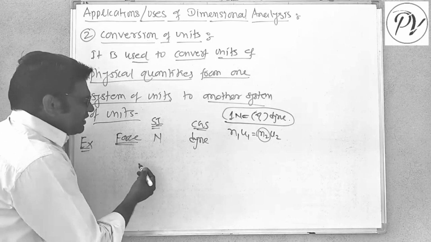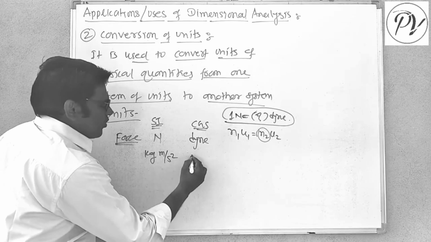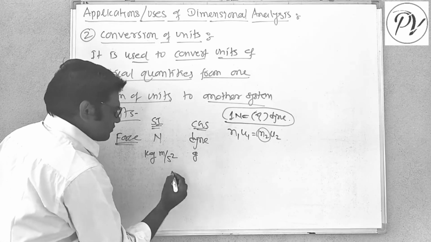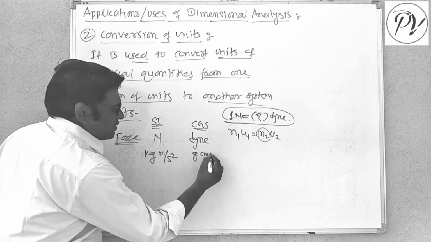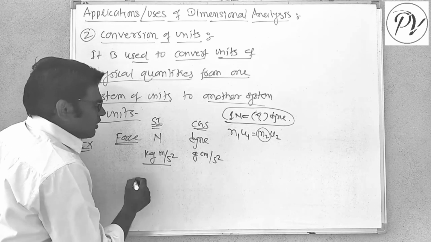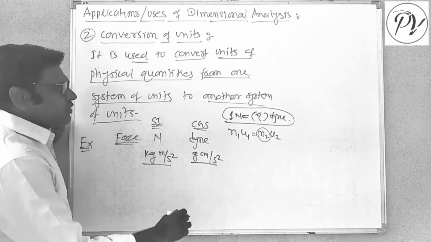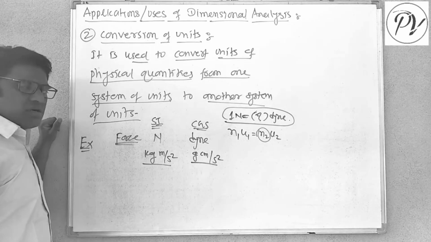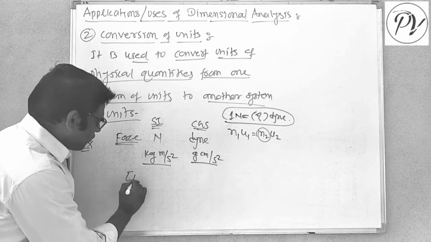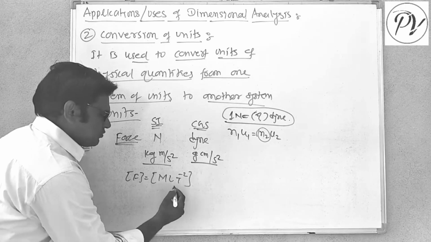Now look, Newton means kg meter per second square. In the CGS system, kg becomes gram, meter becomes centimeter, and second square stays. Okay, so these are the units. This is called Newton and this is called dyne. Yes or no? Now using this relation and taking the help of dimensions, we have to find out. So what are the dimensions of force? M L t to the power minus 2. Yes, you know this now.